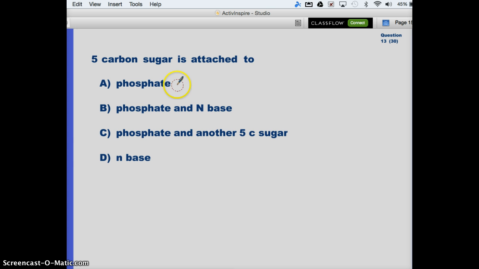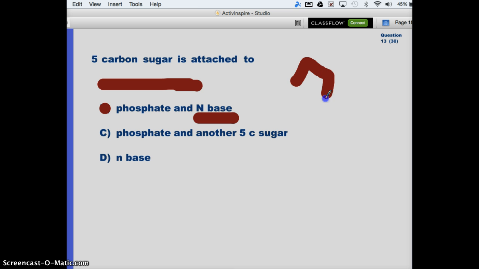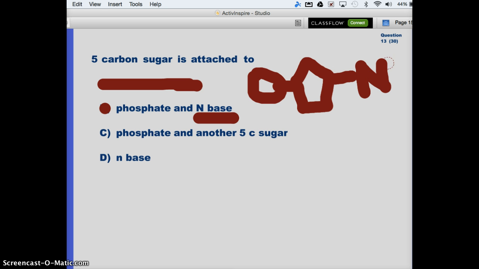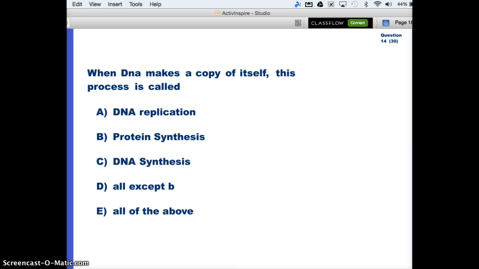A 5-carbon sugar is always attached to a phosphate, but it's also attached to an N base, so the best answer would be B. Okay? Because a 5-carbon sugar is like your little house, which is attached to a phosphate and attached to an N base. So it's always attached to both. When DNA makes a copy of itself, this process is called replication. Synthesis is also a word. This is not, okay? So it's all except B.